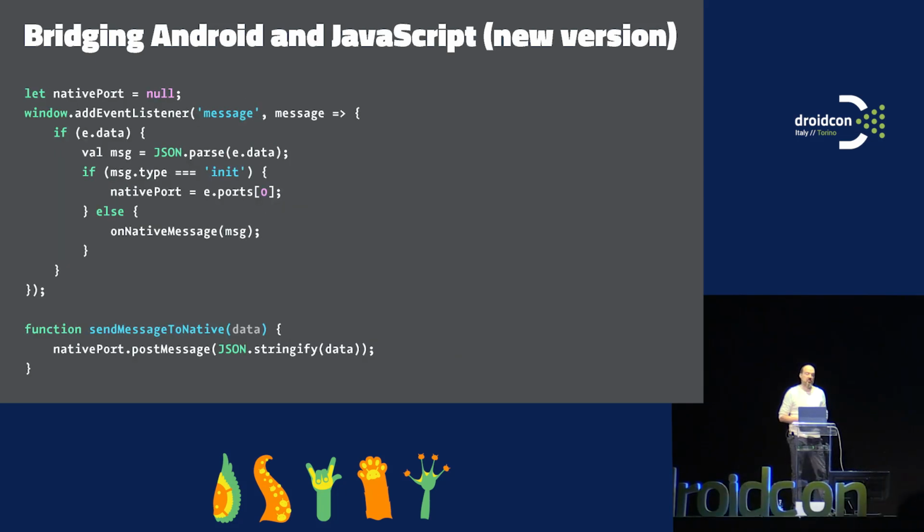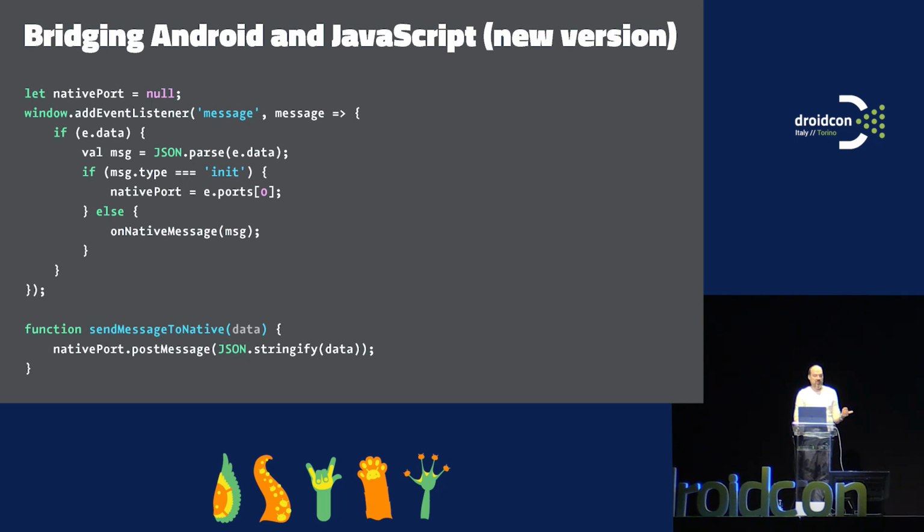On the JavaScript side, we do something like this. We create a variable called native port. This will be the port that we will send messages back to the Android side. We create an event listener for the events of type message. And the callback for that event listener will check if the data exists, try to parse the data, and then check if this was an init message. If it's an init message, we know that this message will contain the port that we need to use to send messages back. If it's not, then we just handle this one as one of the other messages that came later.